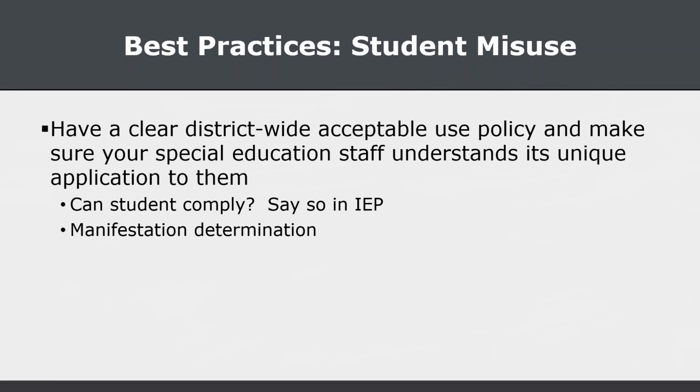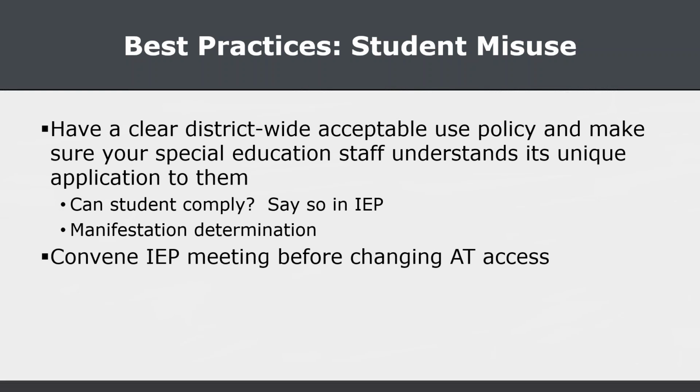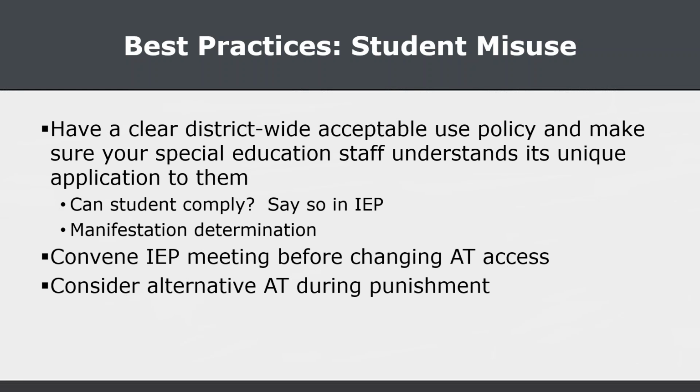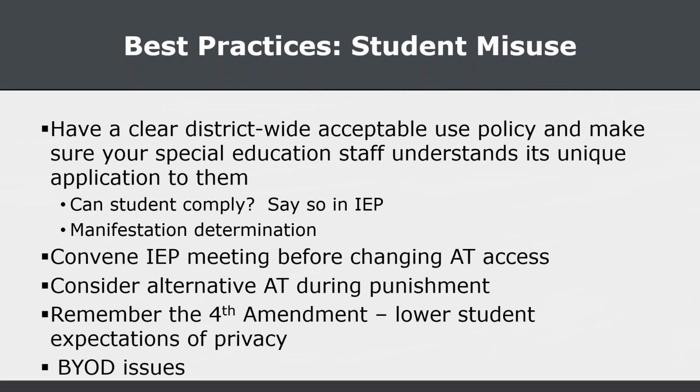Don't be afraid of that, but just know that that step exists. If you're going to change a student's ability to access assistive technology due to repeated and consistent violations, like the student where they disabled the internet access, I think you probably should convene an IEP meeting so that you're not unilaterally changing the placement of a student. And then, just like with the Perkins Brailer, consider, is there some alternative technology that the student can use while he's being punished or deprived of the access?